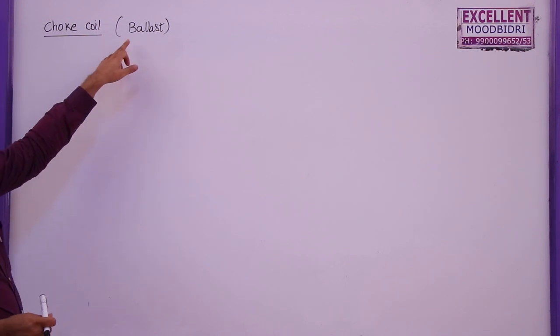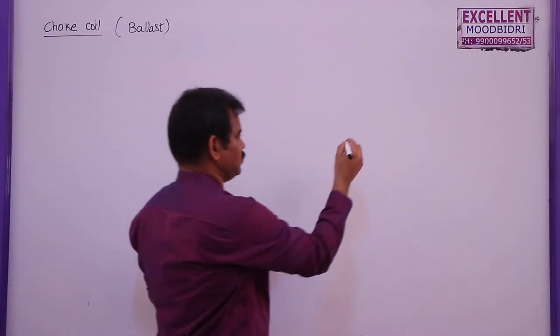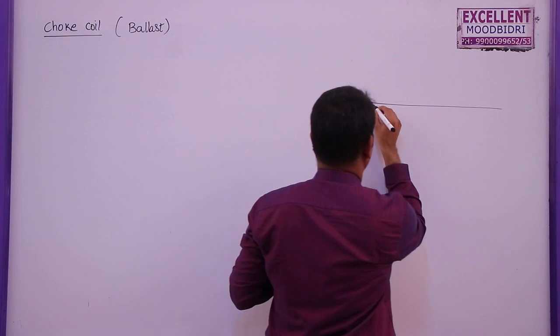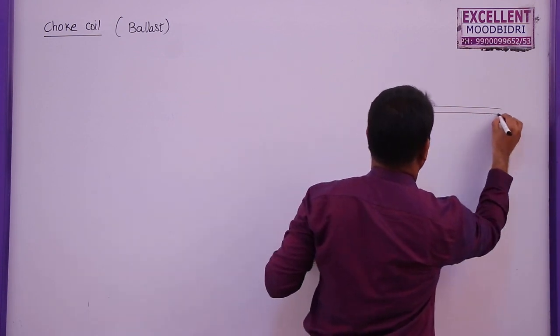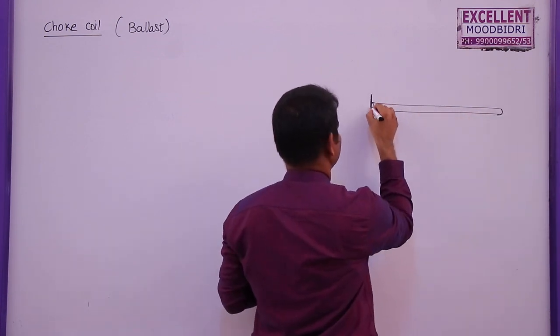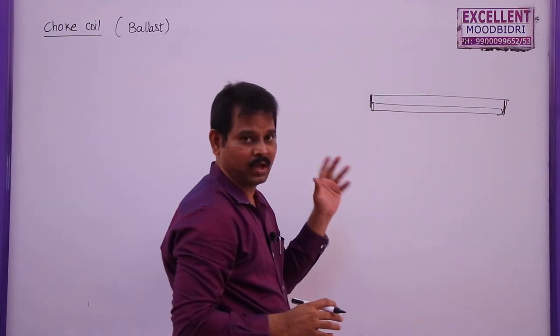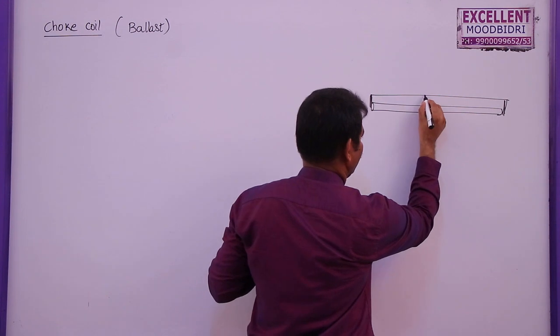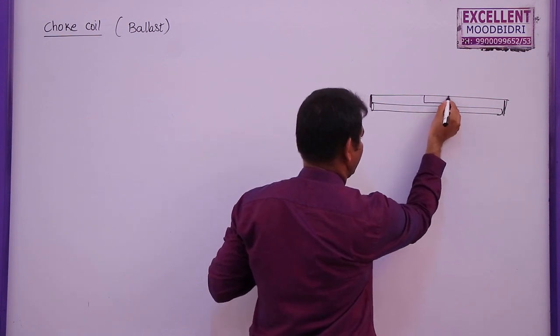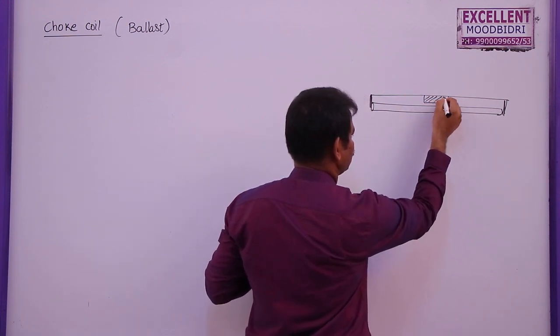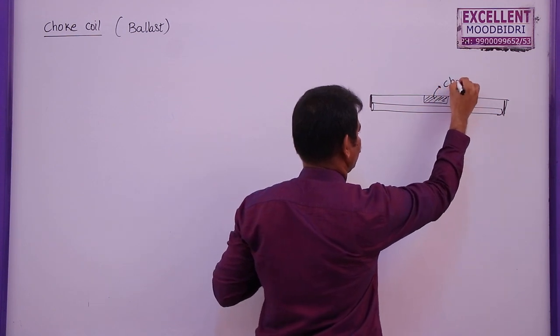Choke coil, also known as ballast. You might have seen these fluorescent tubes. We generally call them tube lights. In these tube lights, this is the holder that is used to keep the tube light in the required position, and you can see a small box which is provided here. This small box is called a choke coil.